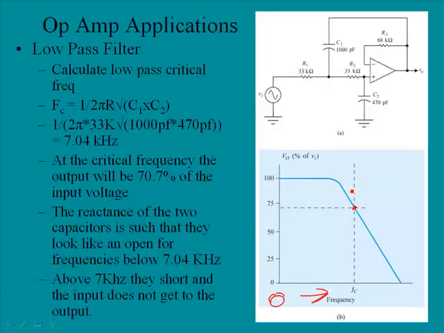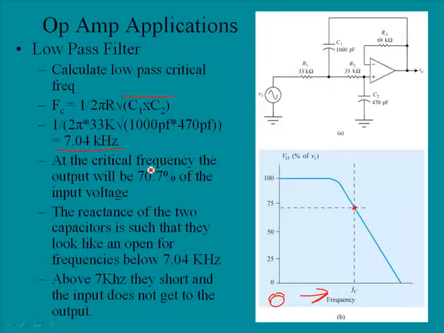The critical frequency on this graph is this point right here. Prior to this point, we're going to pass the signal. At this point, we begin to severely attenuate that signal. The formula is 1 over 2 pi R times the square root of C1 times C2, and this is the actual calculation using the values that we have here. If you do that, you'll find that the frequency is 7.04 kHz. At the critical frequency, the output will be 70.7% of the input voltage.